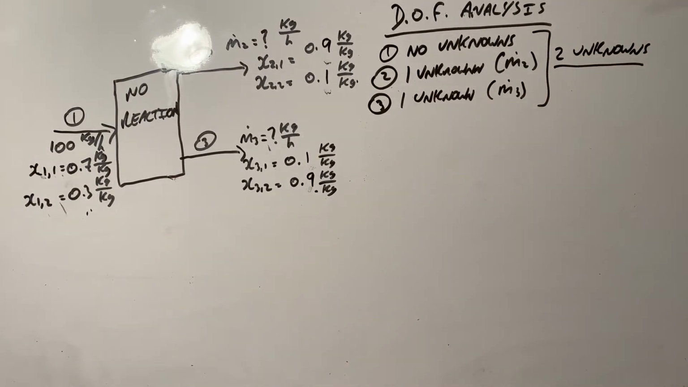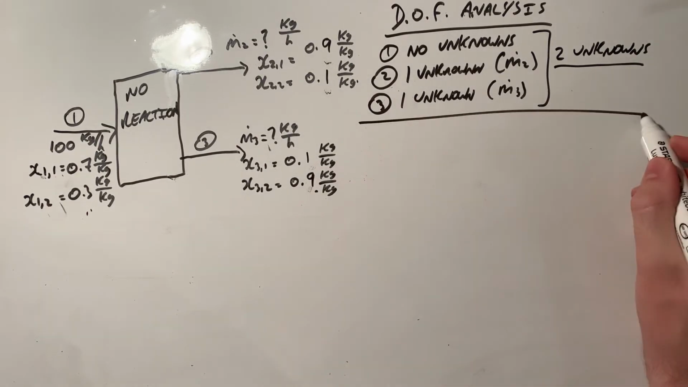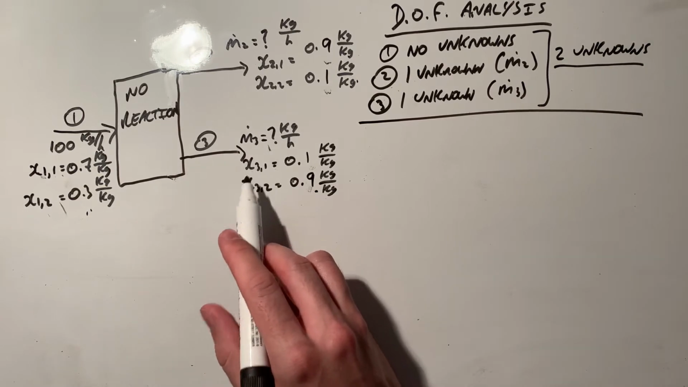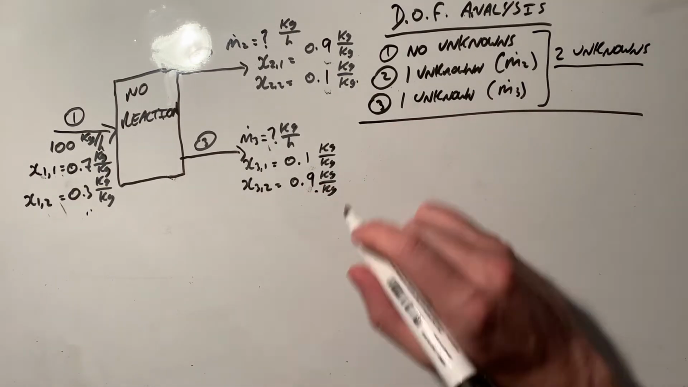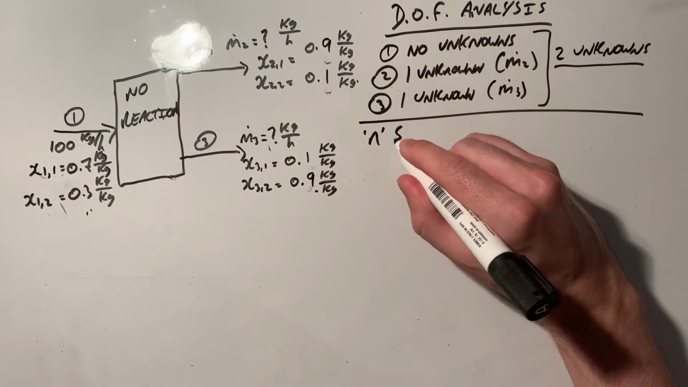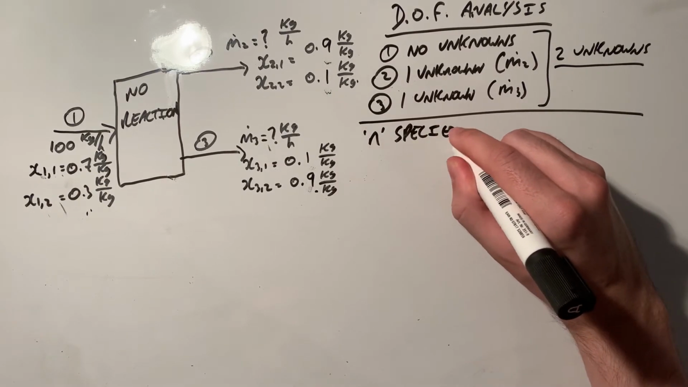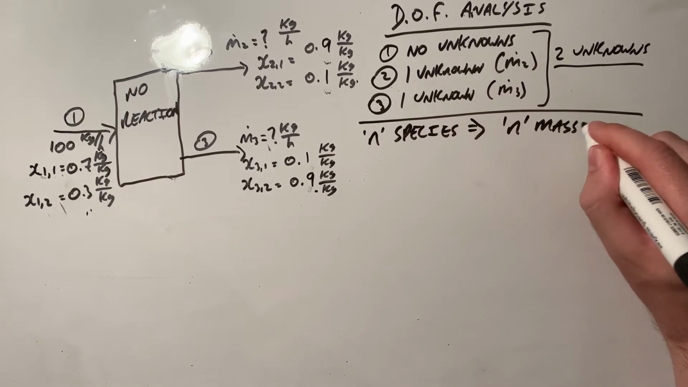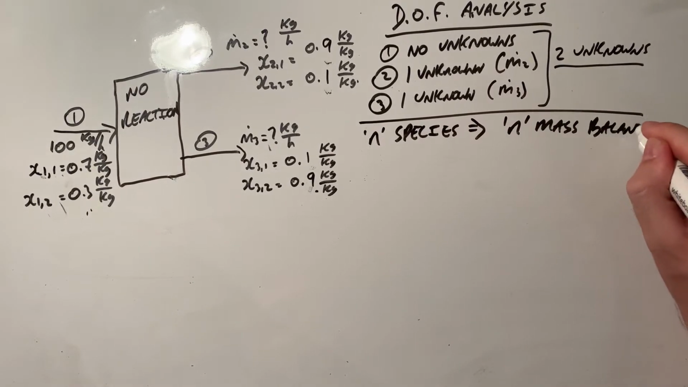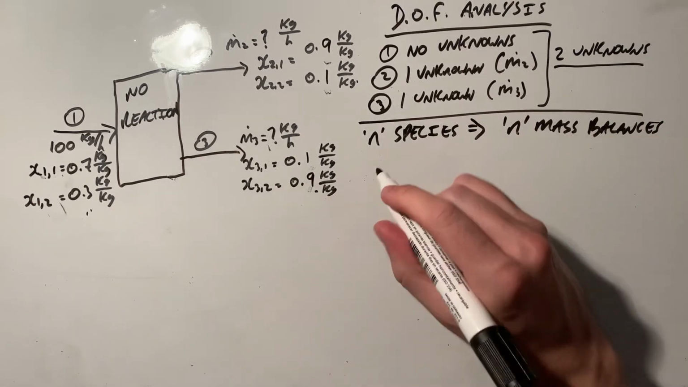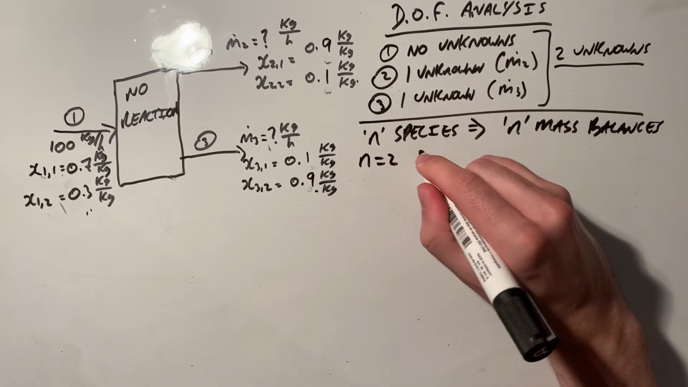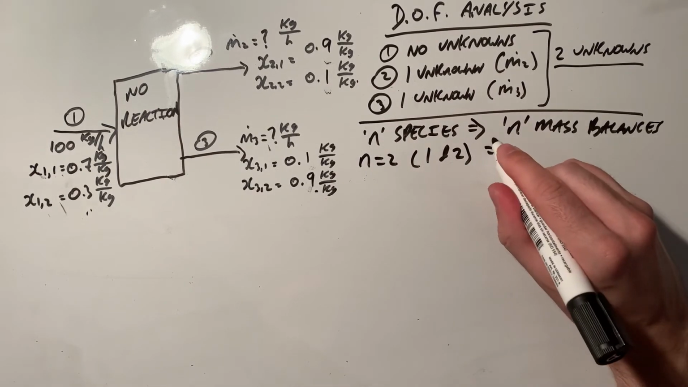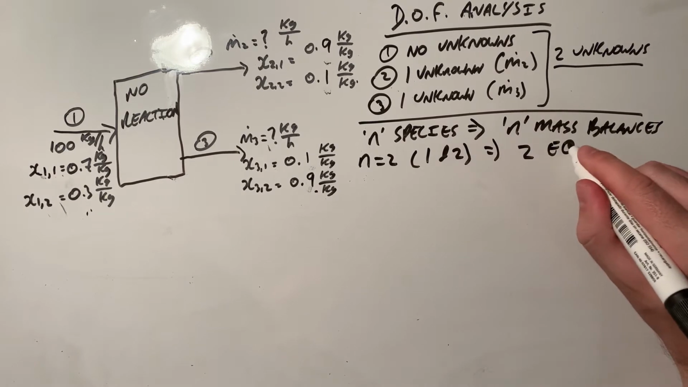Now the second part of our degree of freedom analysis is to write down how many equations we have. Well, in a chemical engineering process where you have n species, so here we have 2 species, n species within the process means we can write n mass balances. So in our case, for the binary system, n equals 2, species 1 and 2. So that implies we have 2 equations.